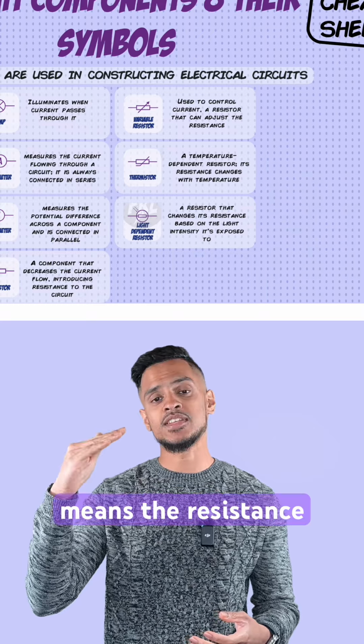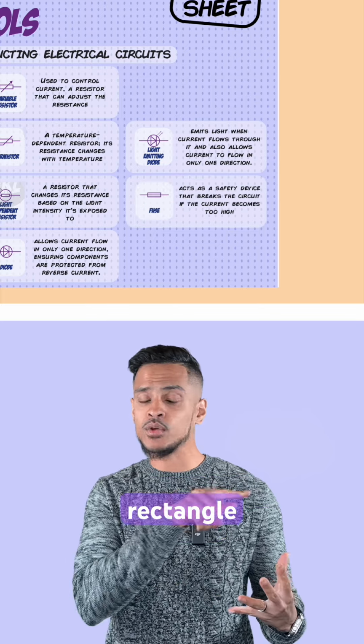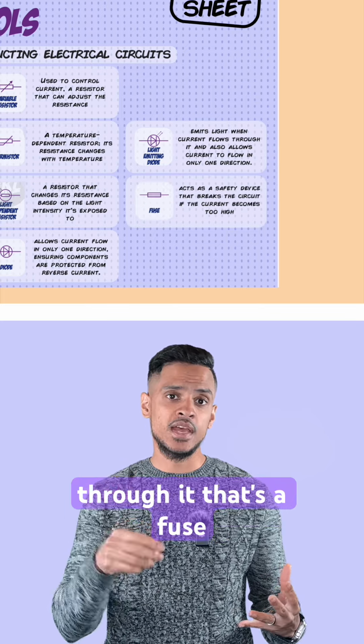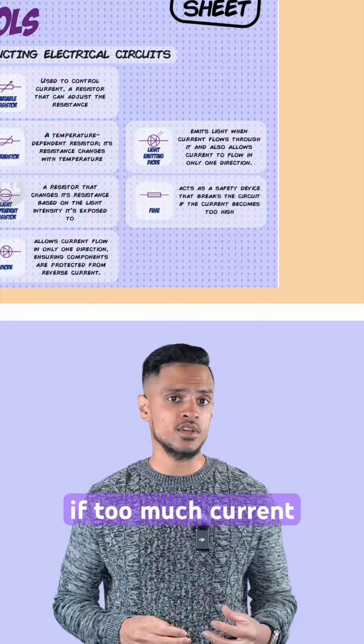If this diode symbol has two arrows pointing away from it, then that's an LED, and that gives off light when current is flowing through it in the correct direction. And finally, if you have a rectangle with a line flowing through it, that's a fuse, and that's basically a safety device which breaks the circuit if too much current flows through it.